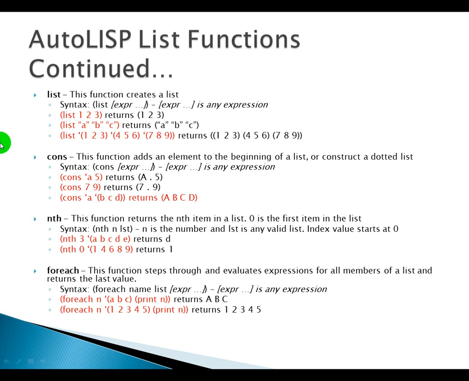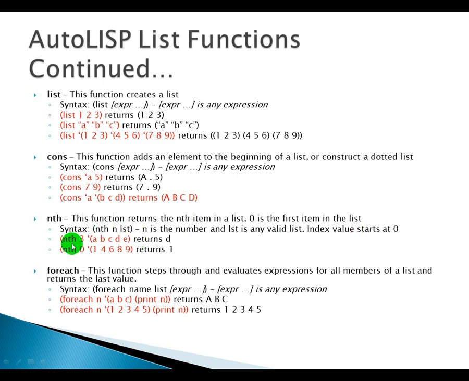Next, the nth function. This function returns the nth item in a list. 0 is the first item in the list. So here's our syntax: nth, the n, the index, and the list. The index value starts at 0.